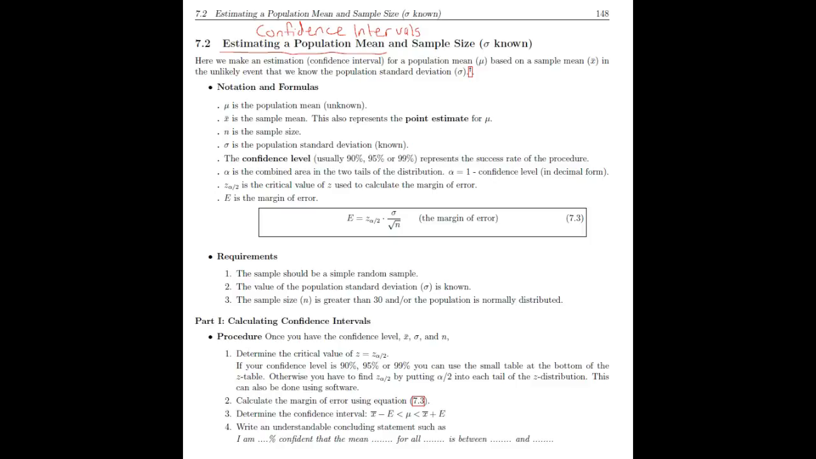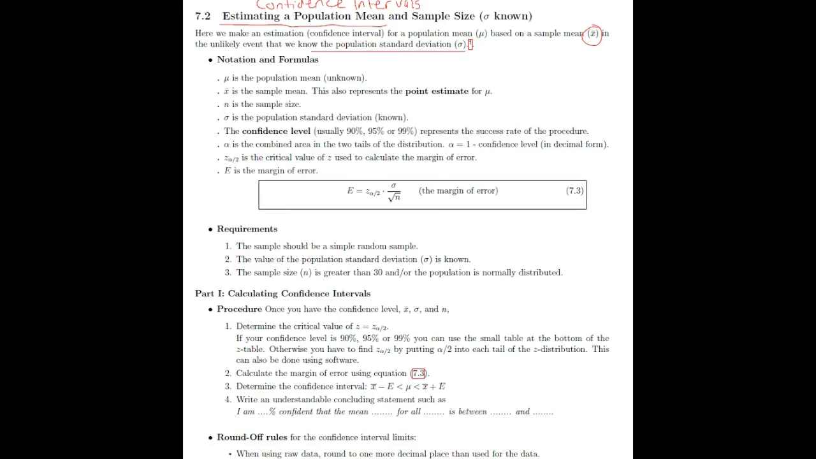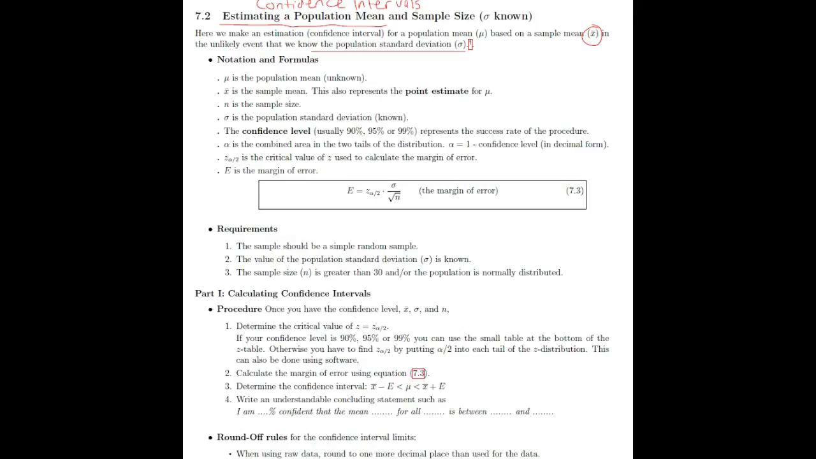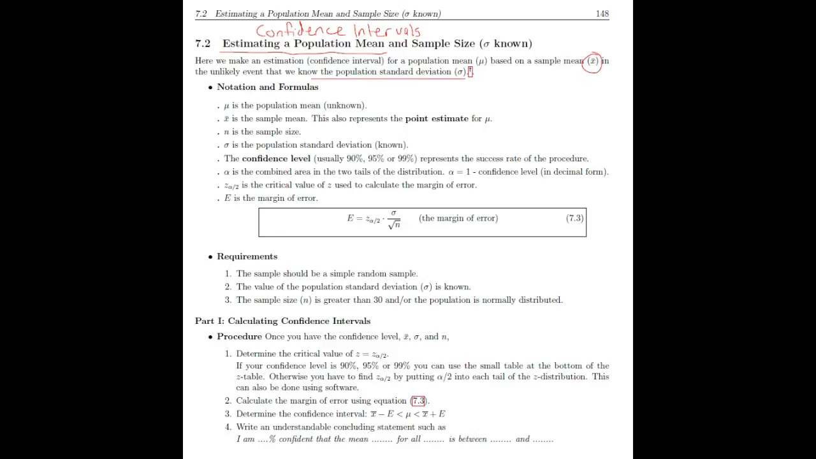So here we make an estimation for a population mean based on a sample mean in the unlikely event that we know what the population standard deviation sigma is. So you see this little cross right here. That means there's a little note at the bottom of the page from the author which says it is unlikely that sigma will be known if we don't know mu. And that should make a lot of sense, right? We don't know what mu is. We're trying to estimate mu. So we do not know that.